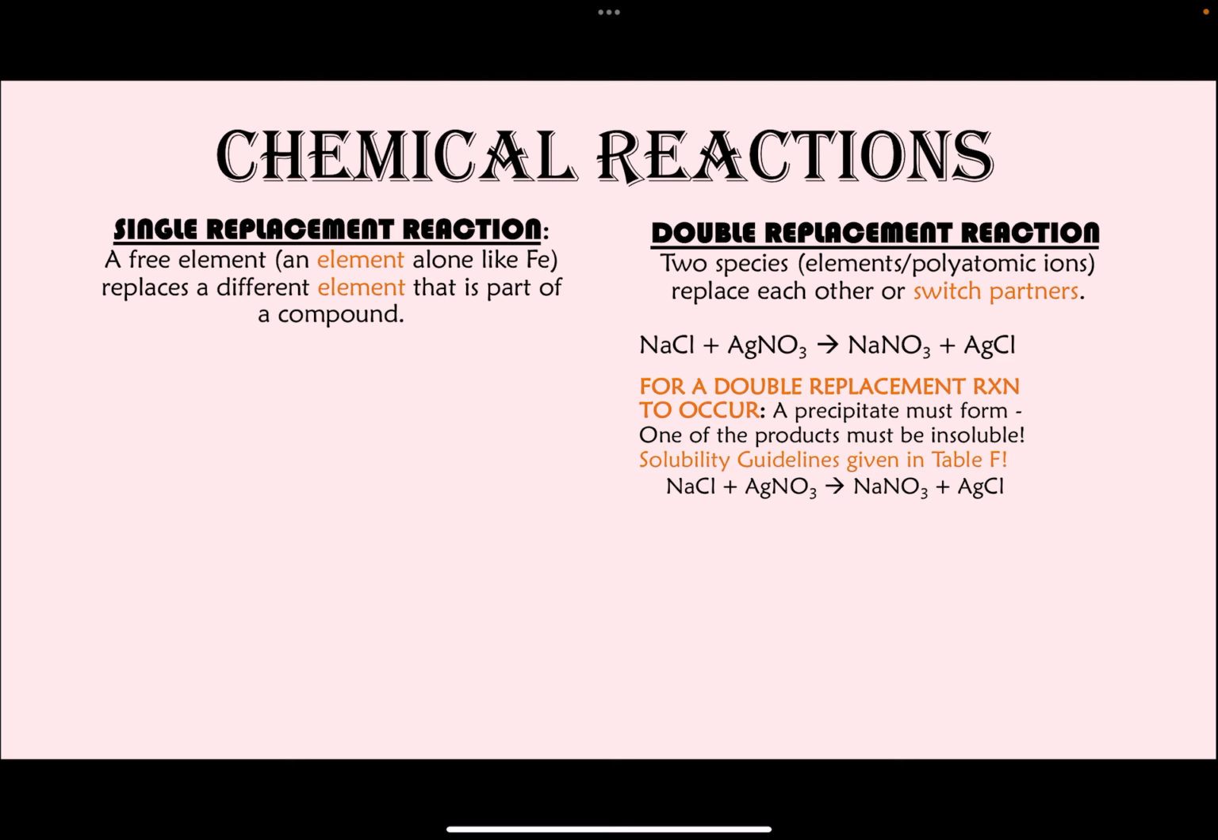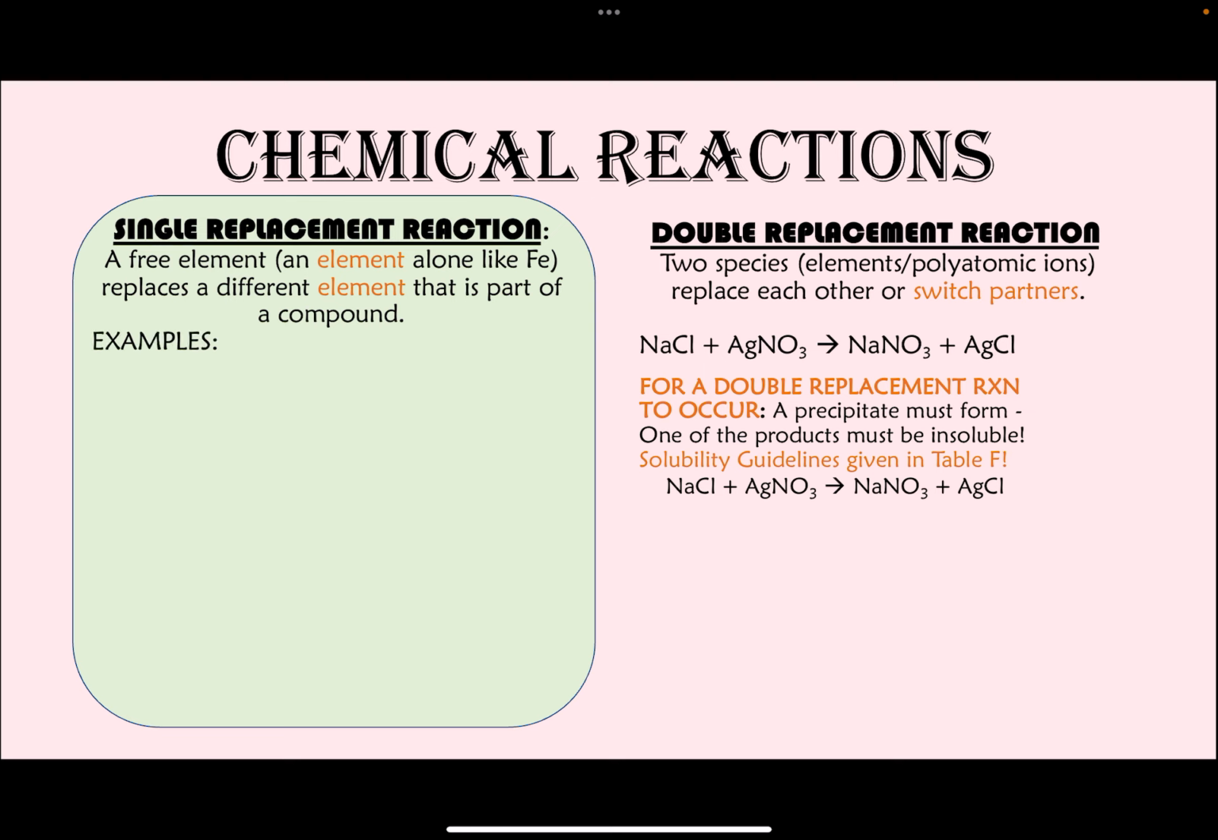All right, the last two types of chemical reactions that we're going to talk about are single replacement and double replacement. Single replacement is when we have a free element, or just an element in the elemental form, that replaces a different element which is in a compound. Here is an example of that reaction. We see that iron is replacing copper in this compound. Iron is in elemental form, and copper is in a compound.